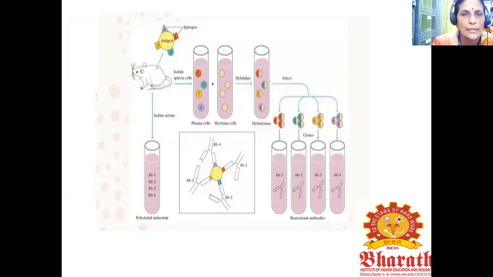This hybridoma technique, the figure shows that. First you have to take the antigen and inject it into the animal and isolate the spleen cells, and go for hybridization, and you have to select and clone the hybrids. Now you get the monoclonal antibody.